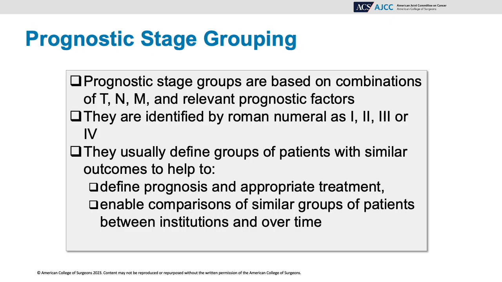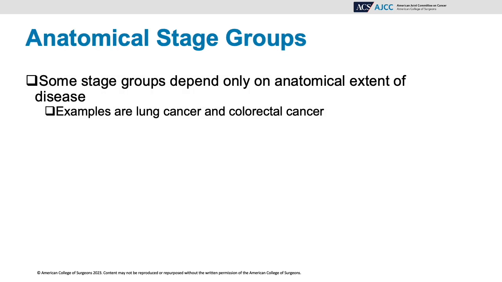Prognostic stage groups are then based on the combinations of T, N, and M. They're identified by Roman numerals I, II, III, or IV, not numbers. They usually define groups of patients with similar outcomes to help to define prognosis and appropriate treatment, and to enable us to compare similar groups of patients between institutions over time. Some stage groups depend only on the extent of the disease. For example, lung cancer and colorectal really only rely right now on the anatomic extent of disease.